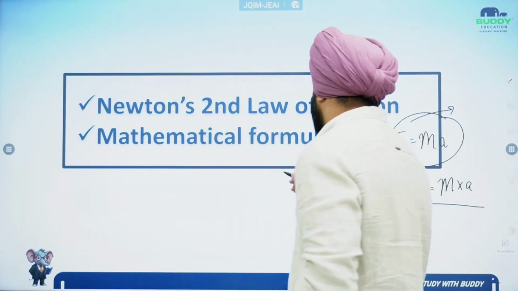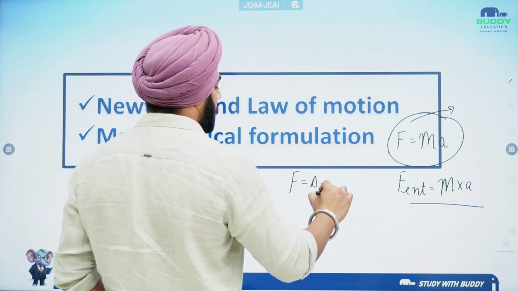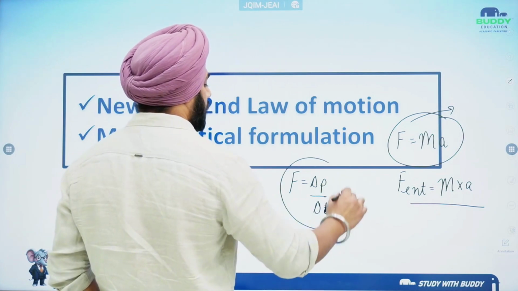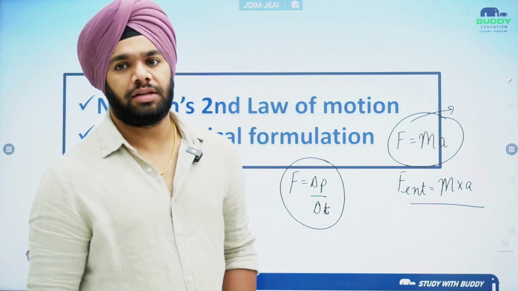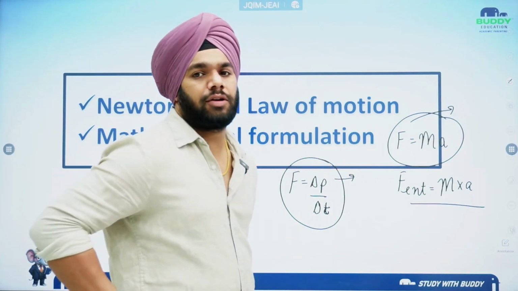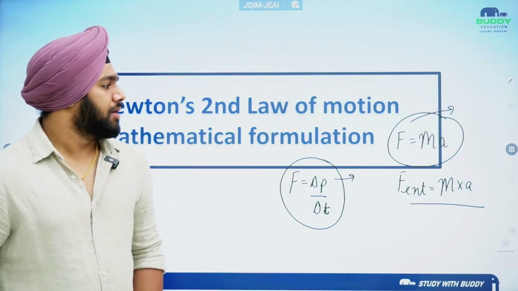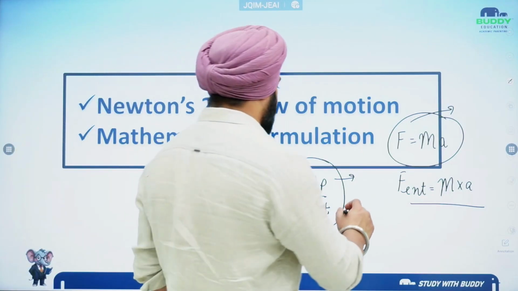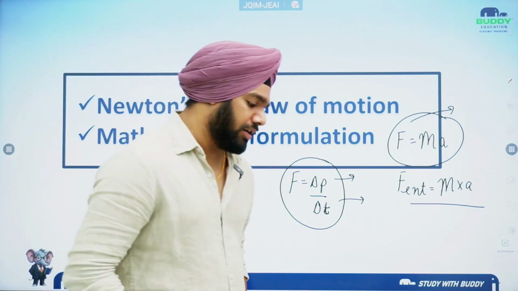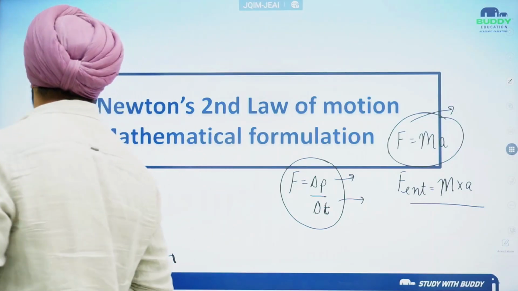But the better way to write this formula is basically delta P by delta T. Nobody says that force is equal to mass into acceleration. According to physics, it is the rate of change of momentum. So how momentum is changing and how it is related to the force, this is what we're going to discuss in Newton's second law of motion and the mathematical formulation, okay?